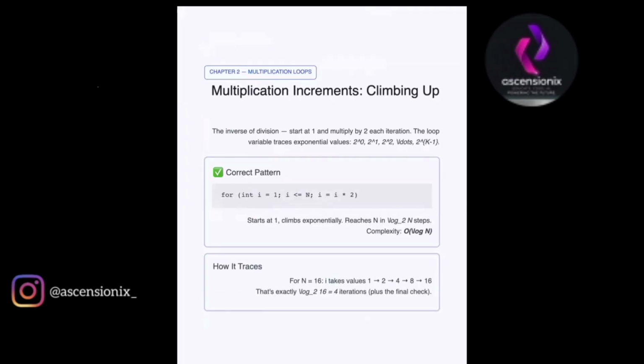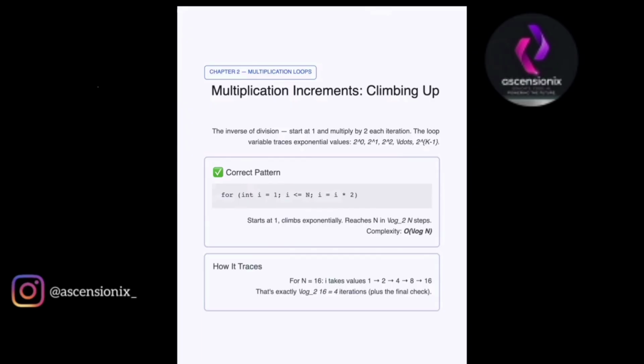Multiplication by 2. What if we go in the opposite direction? Instead of dividing a large number down to 1, what if we start at 1 and multiply our way up to n? So for example, we can say we have one for loop which starts from i equals 1 and goes till n, and the value of i becomes i into 2.